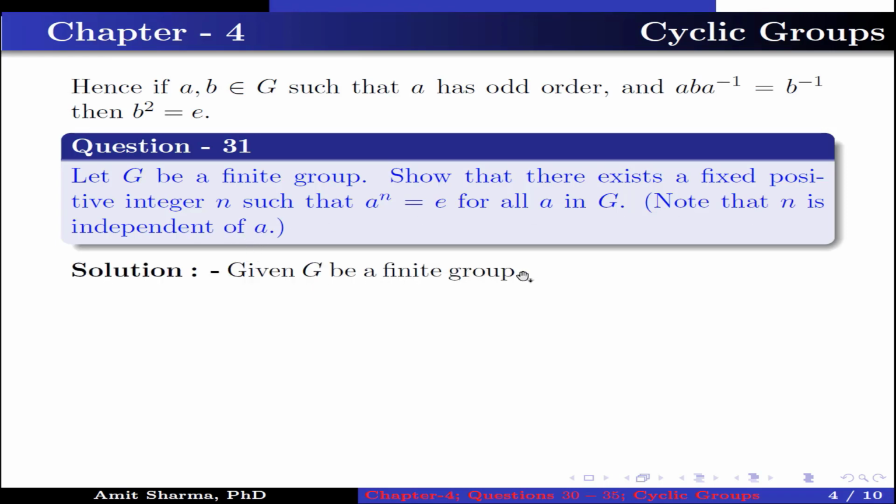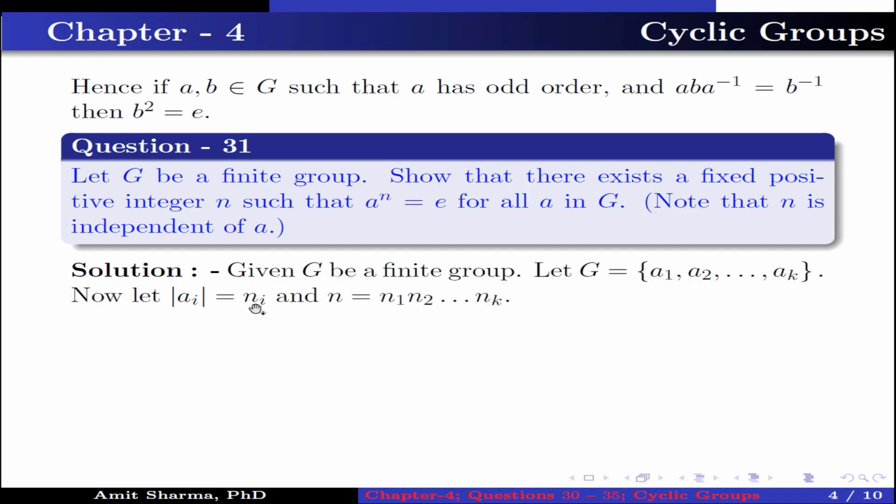Now given G is a finite group, let G contain the elements a1, a2, up to ak. Now let the order of ai be equal to ni, and n can be written as n1 into n2 up to nk. Then ai to the power n is equal to identity for all i. Why is it so? Because n is a multiple of ni.